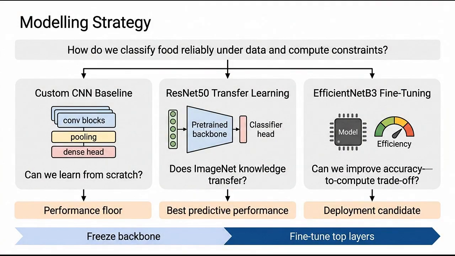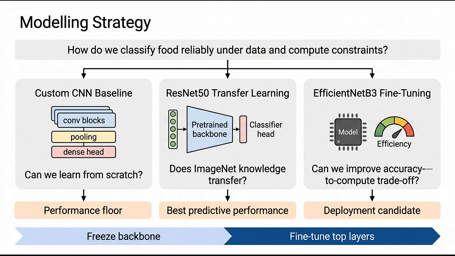The modeling strategy was designed as an experiment framework, not just a model-building exercise. Each model answered a specific question. The custom CNN asked, "Can we learn food features from scratch using this dataset?" The answer was no. It gave us a weak but useful baseline.